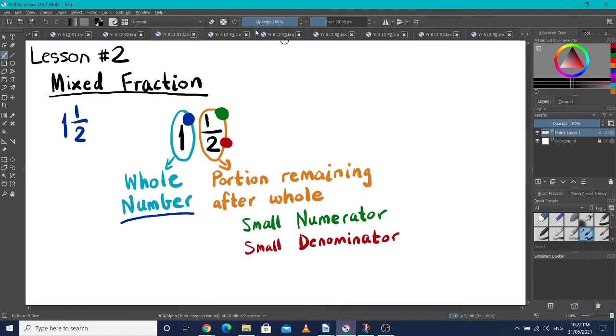And then the improper fraction of 3 over 2 can be converted to a mixed fraction of 1 and a half. You would not say 1 and then 1 over 2, 1.5. And a mixed fraction has two components. The first component being the whole number, and then the second component being the portion remaining after the whole. In this case, it is a half. The upper number being the small numerator and the lower number being the small denominator.